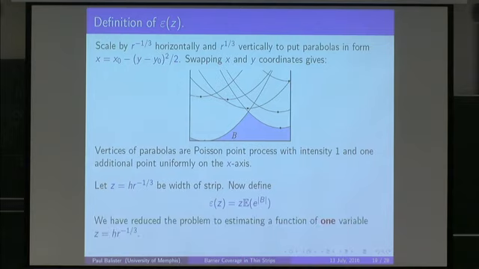Why have I done all of this? Well, it's simple. I've just reduced the number of variables from 2 to 1. So instead of having independent variables h and r, I've now only got one variable z, which is this h times r to the minus 1/3.